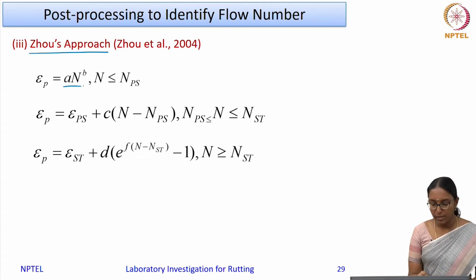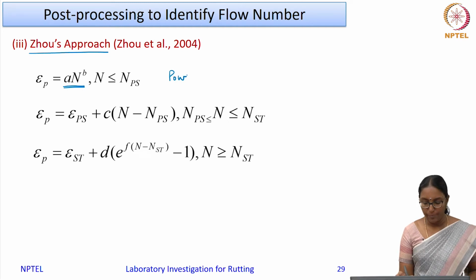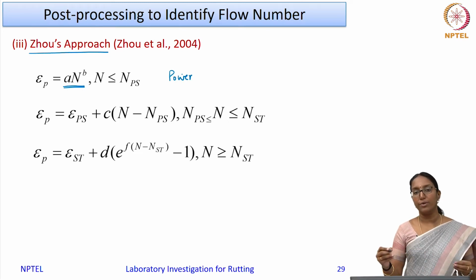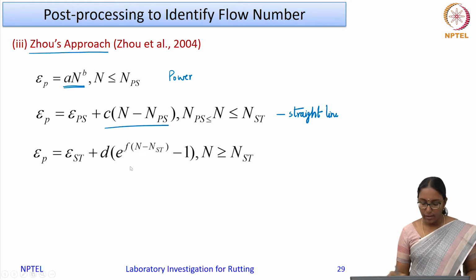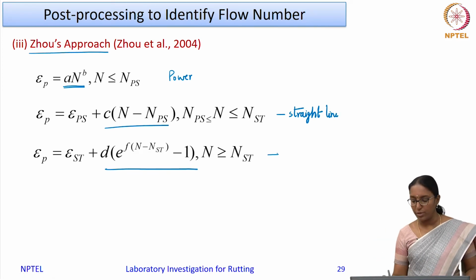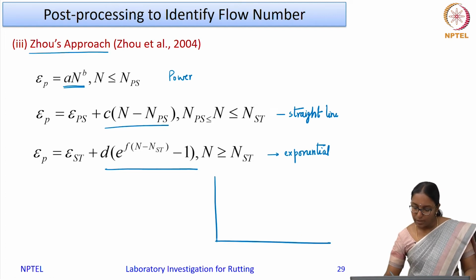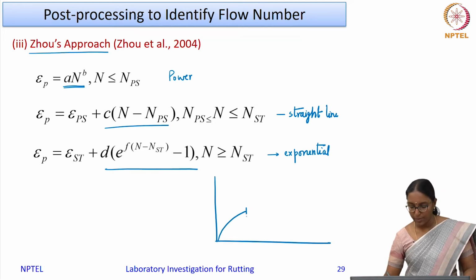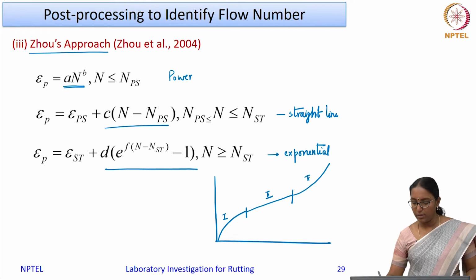For example, this is the first one. The first part you can fit using a power law, the second part, that is the secondary stage, you can fit using a straight line, and the third part, which is the tertiary stage, you can use an exponential function. So this is a combination of a power law in the primary stage, a straight line in the secondary stage, and an exponential in the third stage. So this is your first, second and third stage.